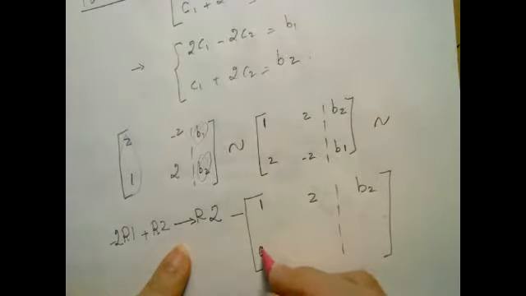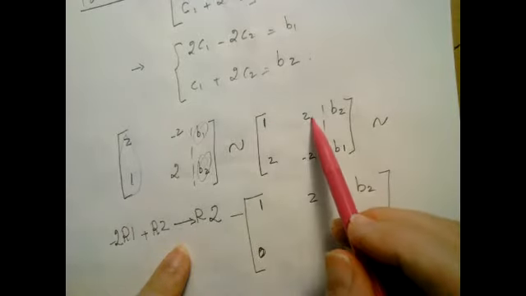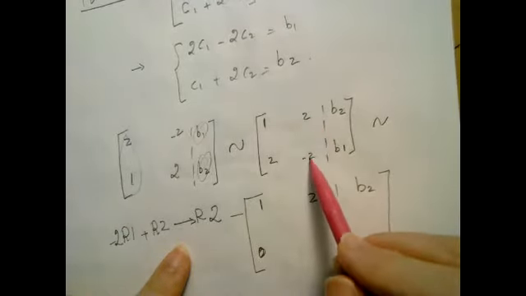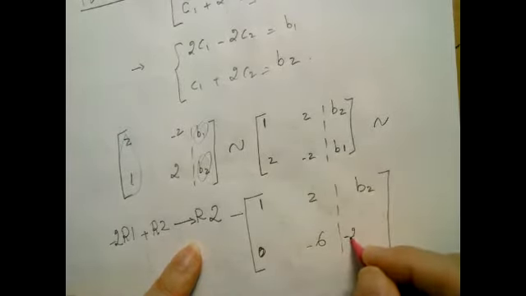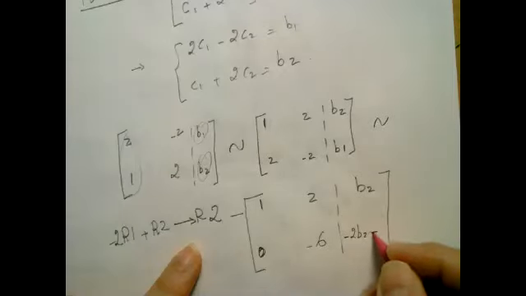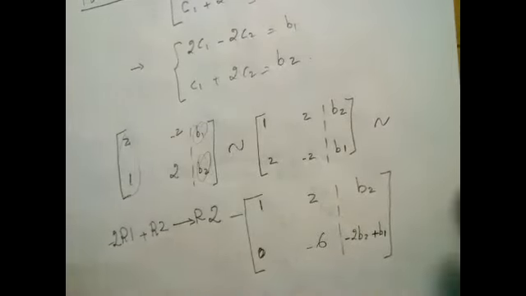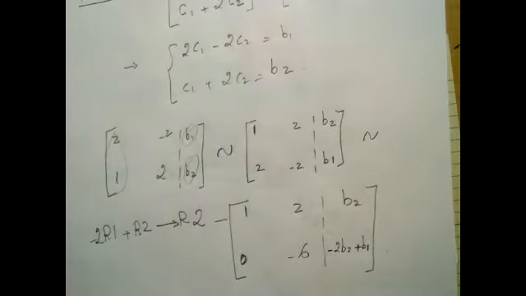Minus 2 plus 2 is 0. Minus 2, minus 4, minus 4, minus 2, that's a minus 6. And finally, I have minus 2B2 plus B1. Please ask questions if you have any issue with that.